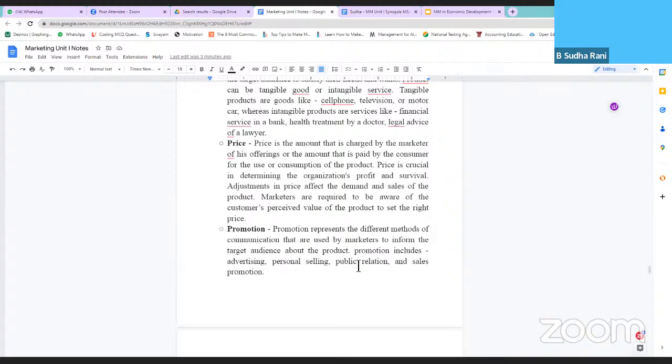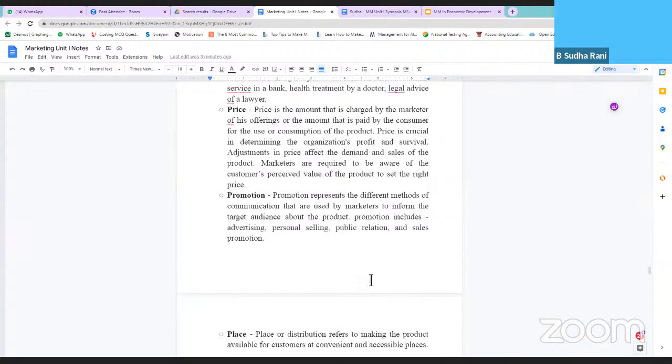So what is price? Price is an important element, and the only element in the marketing mix which generates revenue for the organization. While fixing the price, the marketer will take due care, because he has to charge a price which meets the expectations of the consumer, and he can make good sales and, at the same time, profits for the organization. His price must be competitive enough, and at the same time he must be able to meet his expected level of profits. Okay, so this is one important aspect.